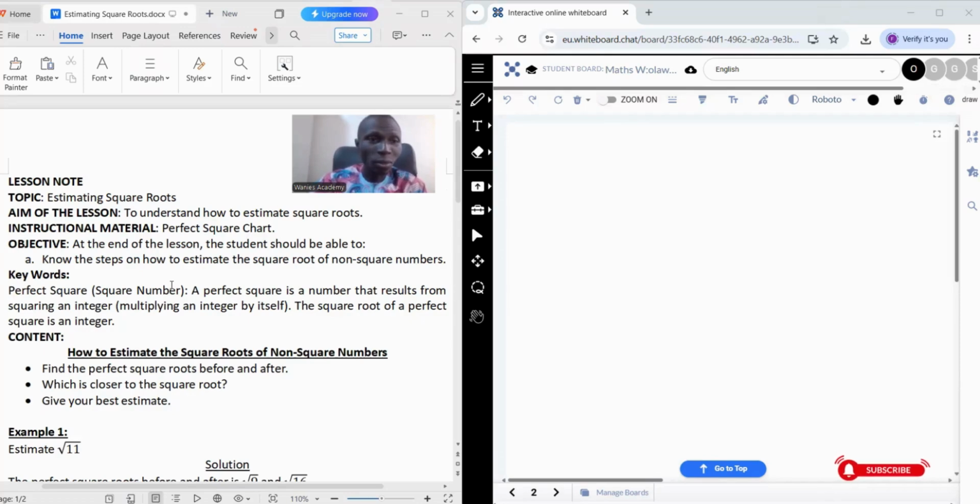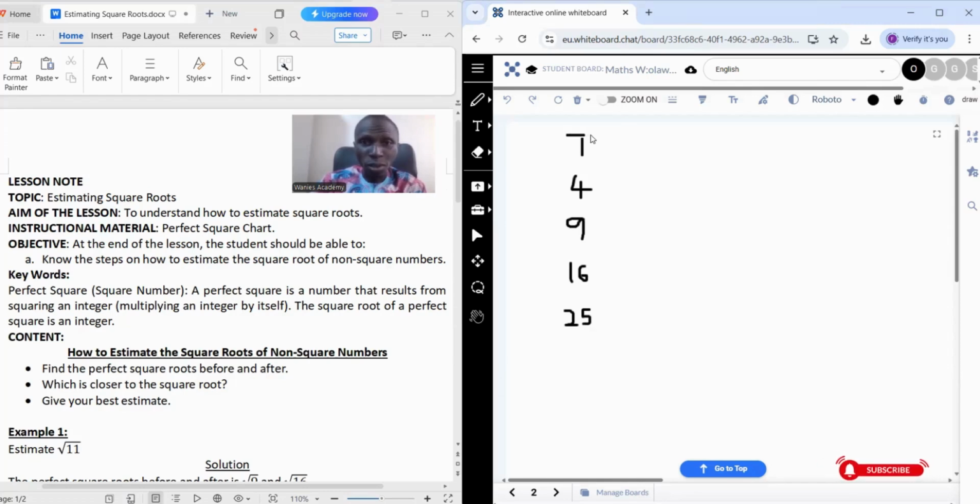The keyword in this topic is a perfect square, or a square number. And what's a perfect square? A perfect square is a number that results from squaring an integer, or multiplying an integer by itself. You can have 1 is a perfect square, 4 is a perfect square, 9 is a perfect square, 16 is a perfect square, 25 is a perfect square. And you should also know that the square root of a perfect square is an integer.